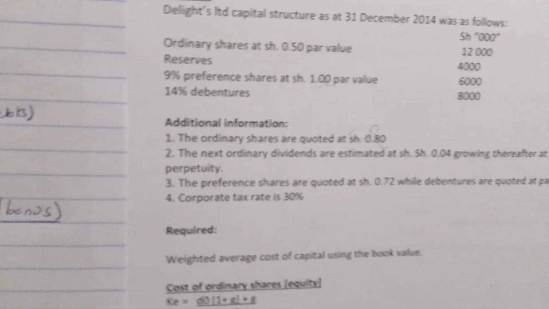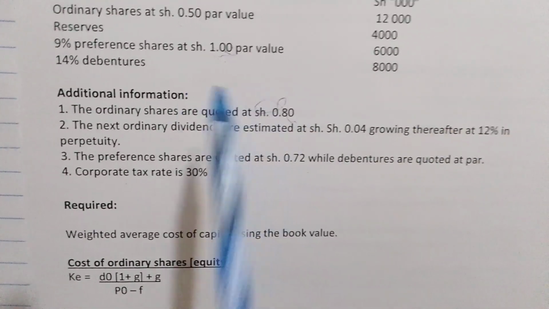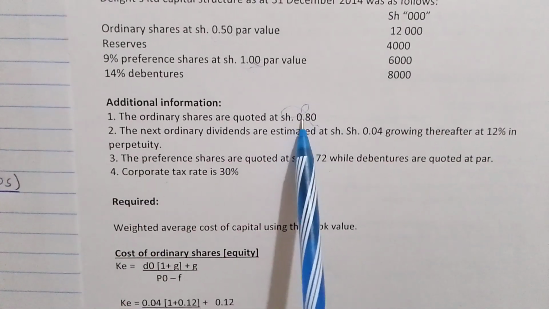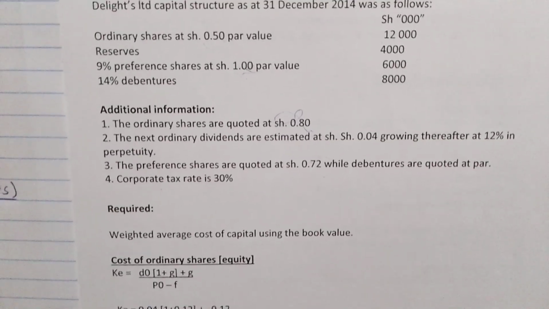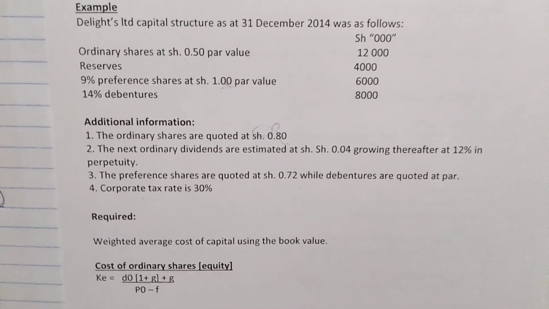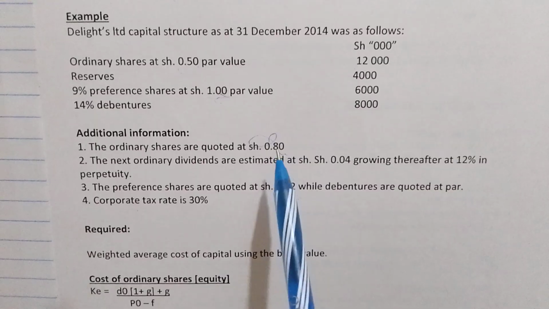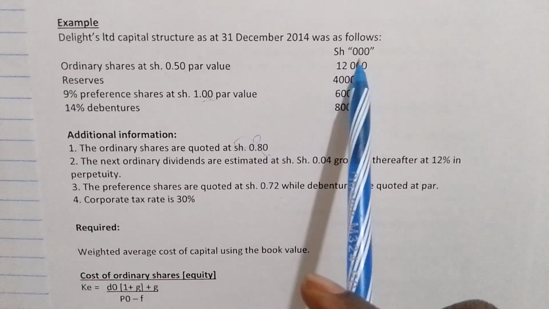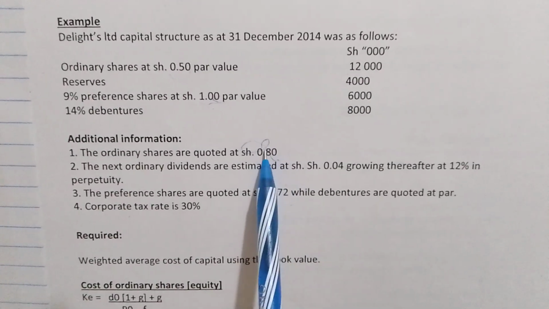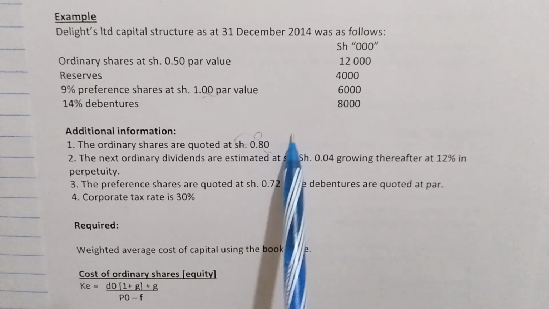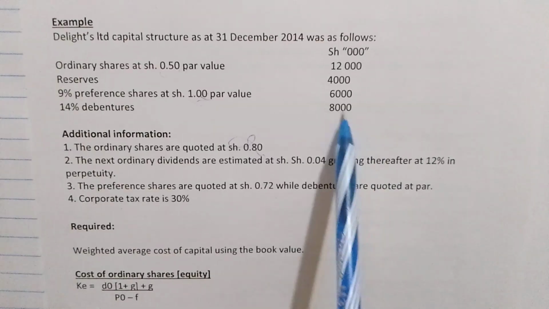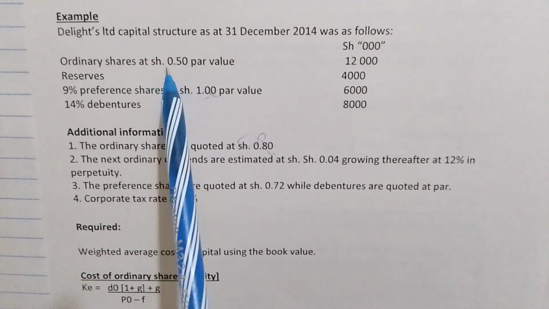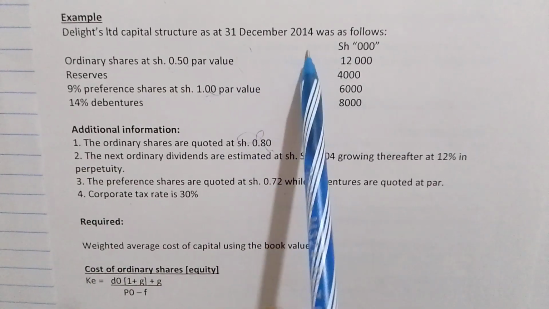Now, in the market, they are selling at how much? You are told the ordinary shares are quoted at shillings 0.8. So in the market, they are selling at 0.8. If we are using book values, we have used just these figures as they appear here. So what you need to ask yourself is 0.8 times how many shares? Since the total value here is 12,000, you divide by the par value, 0.5, and it will give you the number of shares.